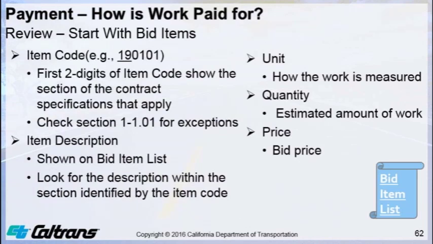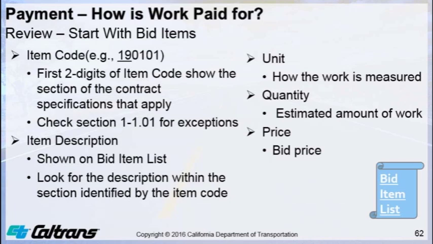To determine how work is paid for, you start with the bid item list. Remember, the first two digits of the bid item code show the section of the contract specifications that apply. We're going to do an example here again using our earthwork. Section bid item is 190101. So the first two digits 19, so section 19 earthwork and landscape earthwork applies. Remember to check section 101 for bid item code exceptions. This is if we have to transfer the section because the bid item code usually starts with a 0.